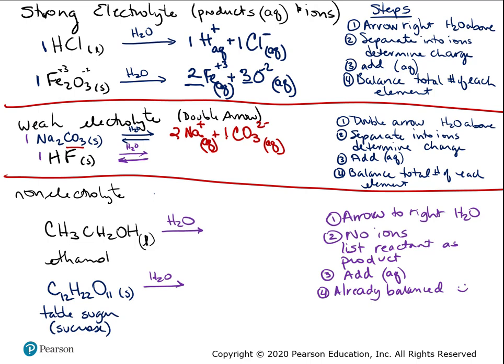Last one, so HF, hydrogen fluoride. So if I split this up, what will the H be? H with what charge? Positive 1. And then what will be the fluorine? A negative 1, because it's in group 7, right? So there I separated it into ions, determined the charge, put (aq) after.